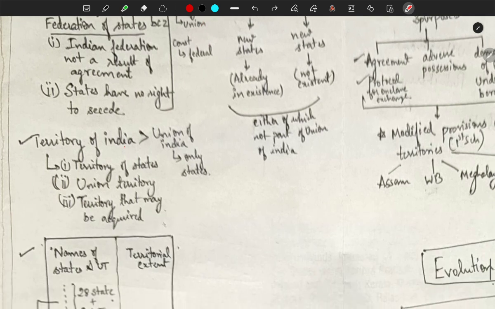Now, when we say territory of India, what does it mean? It includes three things: territory of the states, union territories, and territory that may be acquired in the future. And when we say Union of India, it includes only the states. So territory of India has a wider connotation than Union of India.